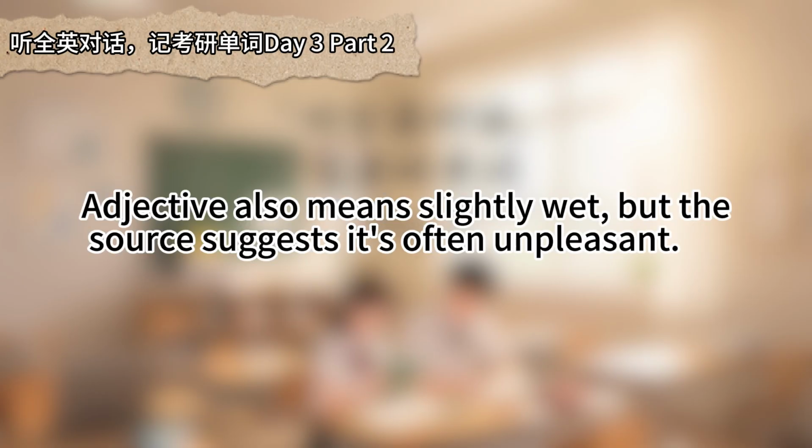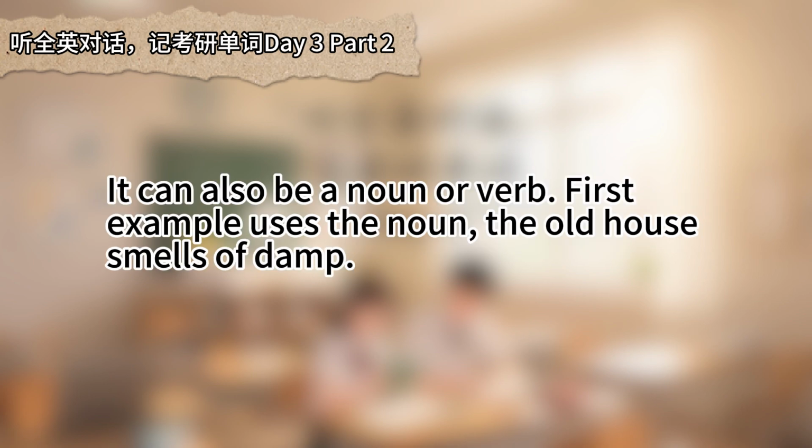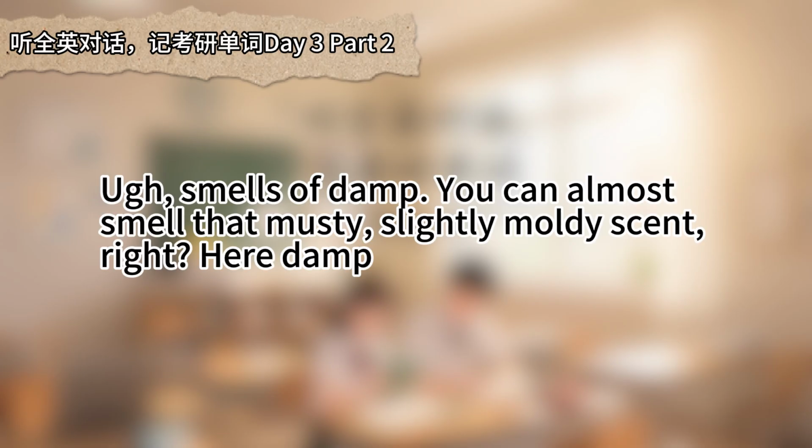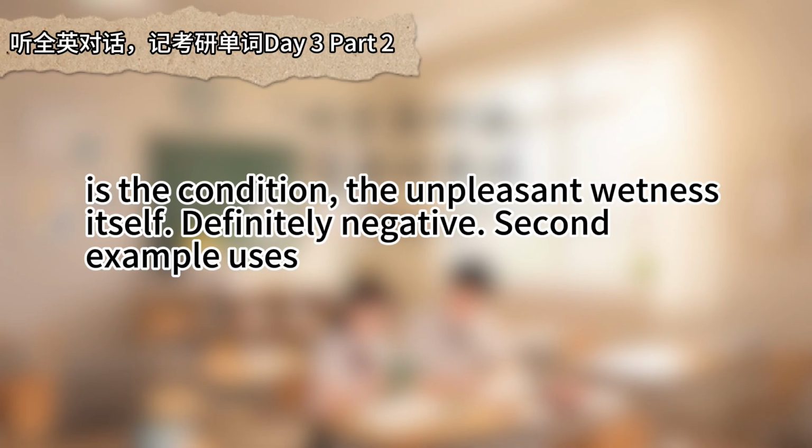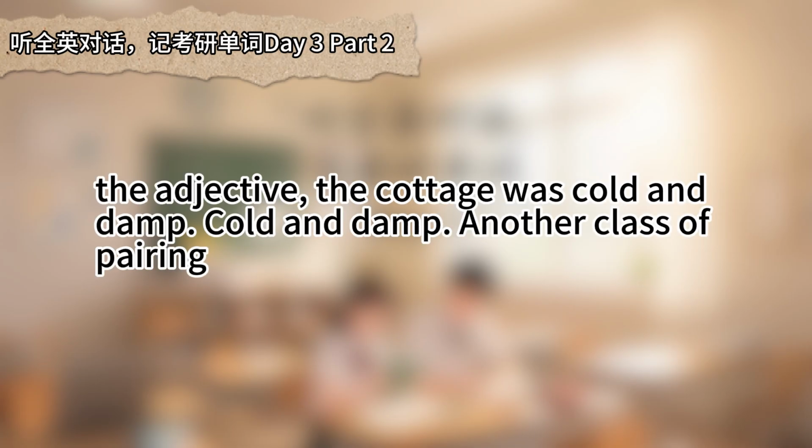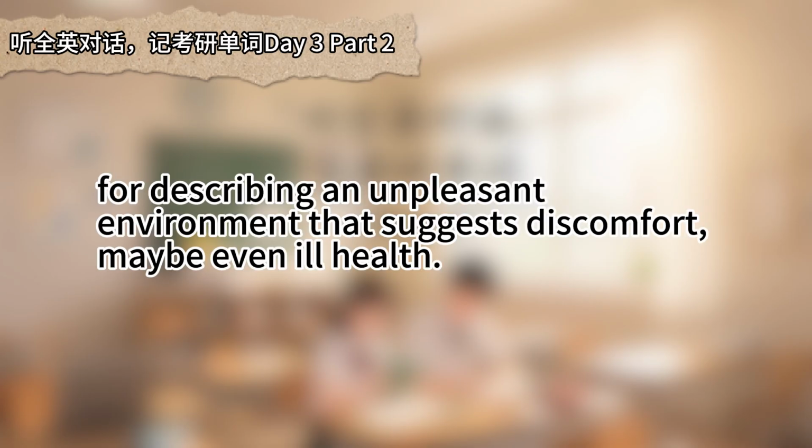D-A-M-P. Damp. Adjective, also means slightly wet, but the source suggests it's often unpleasant. Can also be a noun or verb. First example uses the noun: The old house smells of damp. Ugh. Smells of damp. You can almost smell that musty, slightly moldy scent, right? Here, damp is the condition, the unpleasant wetness itself. Definitely negative. Second example uses the adjective: The cottage was cold and damp. Cold and damp. Another classic pairing for describing an unpleasant environment that suggests discomfort, maybe even ill health.